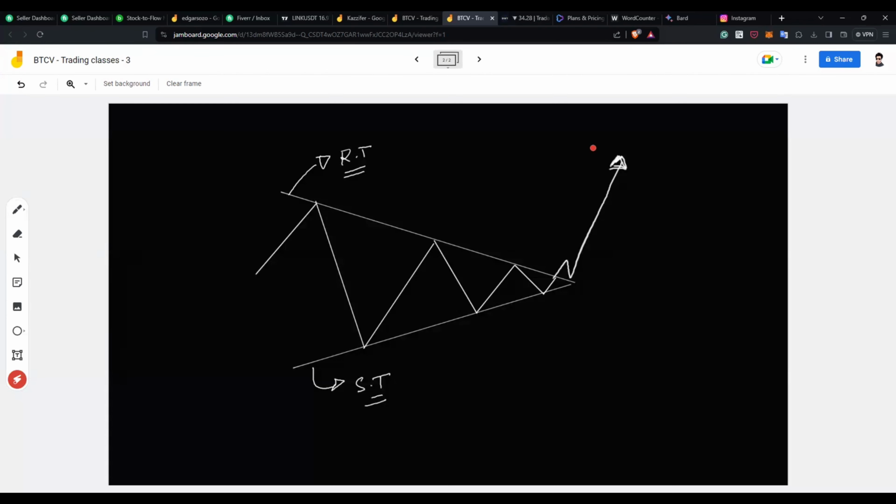What I'm trying to tell you is that in crypto market, sometimes the volatility is very high, and you will see this kind of movement. There is a break of resistance line, and then there will be no retracement. There will be no retracement, and the market might move up. So this kind of thing can also happen. But as a beginner trader, all of you must wait for the retracement.